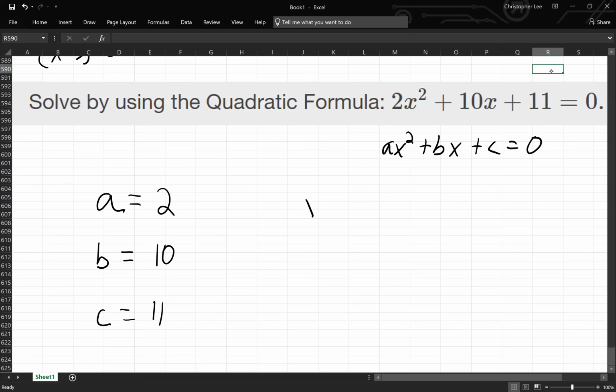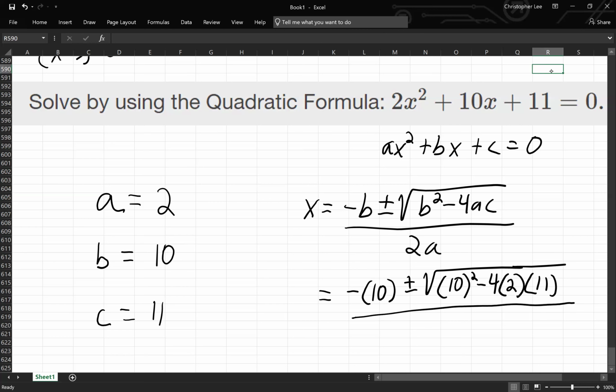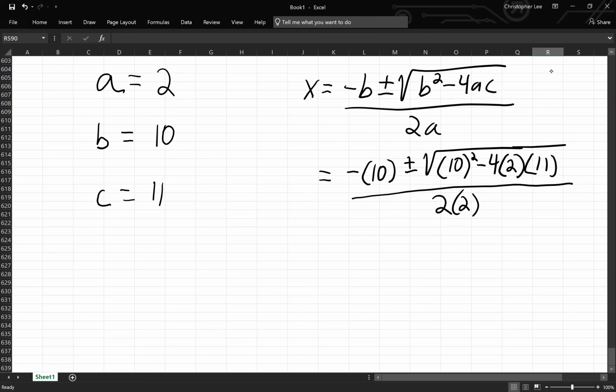Let's take a look. So I have x is equal to negative b plus or minus the square root of b squared minus 4ac all divided by 2a. Just plug in the numbers, real simple, right? So I'm going to have negative of b, which is 10, plus or minus the square root of 10 squared minus 4 times a, which is 2, times c, which is 11, all divided by 2 times a, which is 2. After this, just do the math on it.